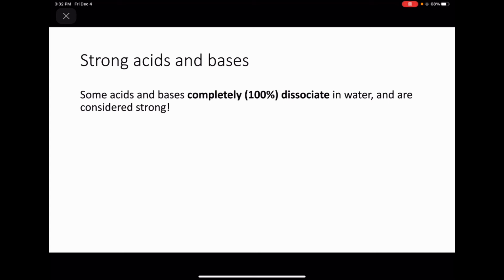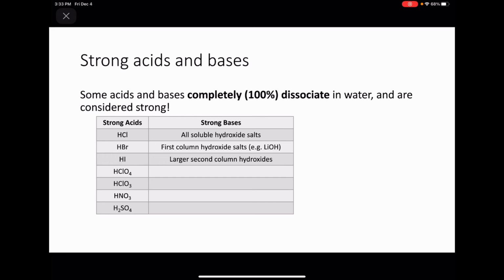So some acids and bases are what we call strong. What that means is that they completely dissociate, so 100% in water. And so they're a strong electrolyte, which we'll get to later on in the course. That means they completely dissociate. So if we had, say, HCl, you put it in water, and you'll instantly get Cl minus and H plus, and that's it. No more HCl is left.